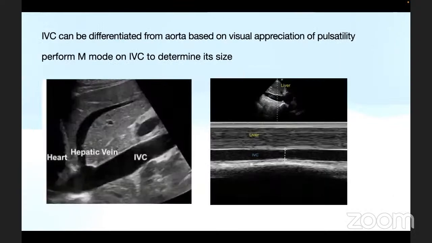So how would you differentiate IVC from aorta? The pulsatility can be seen, and color doppler can be used. IVC can be differentiated from aorta based on visual appreciation of pulsatility, and then perform an M mode on the IVC to determine its size.